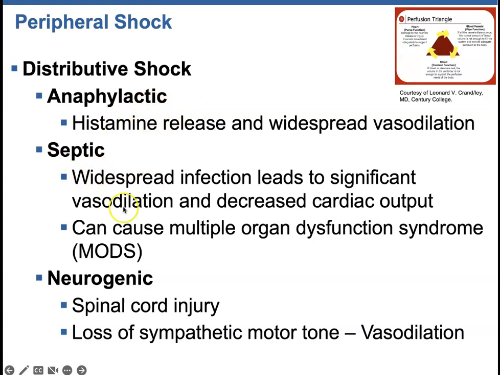Then the septic shock, what happens here is now again, you have widespread infection, but now that causes widespread vasodilation because it's trying to get everywhere where the infection is.